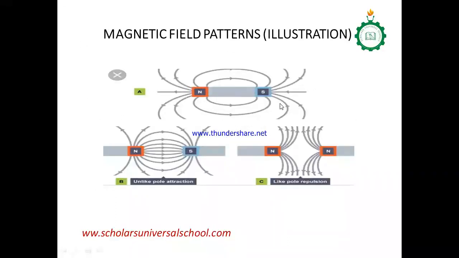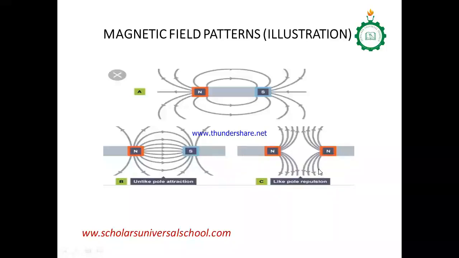So this is just an illustration of what I said now. This is the north pole, this is the south pole. The arrow goes from north and comes to south. This is just the force of attraction in a bar magnet. This is for like poles, and this is for unlike poles. Unlike poles, this is the north pole, this is the south pole. They attract each other, making the line of force move from the north to the south.